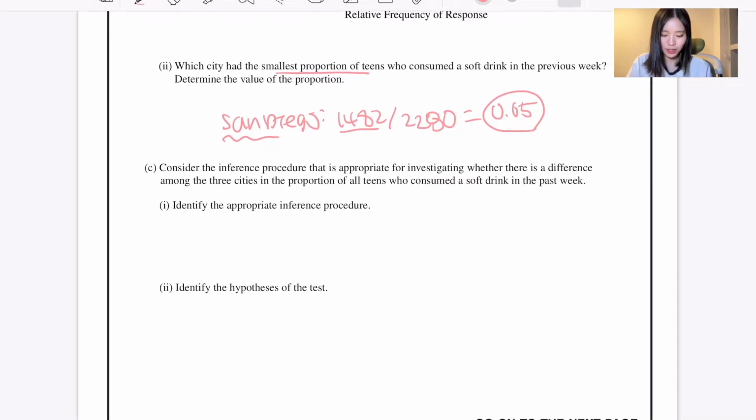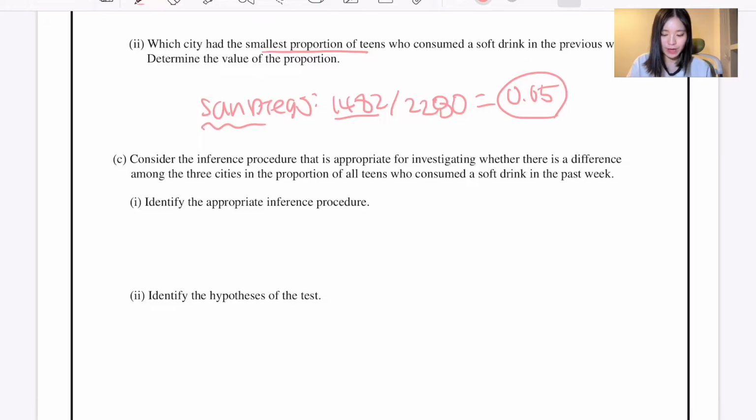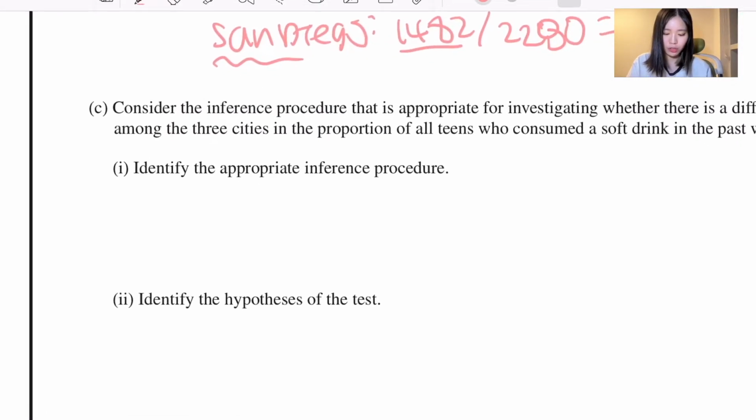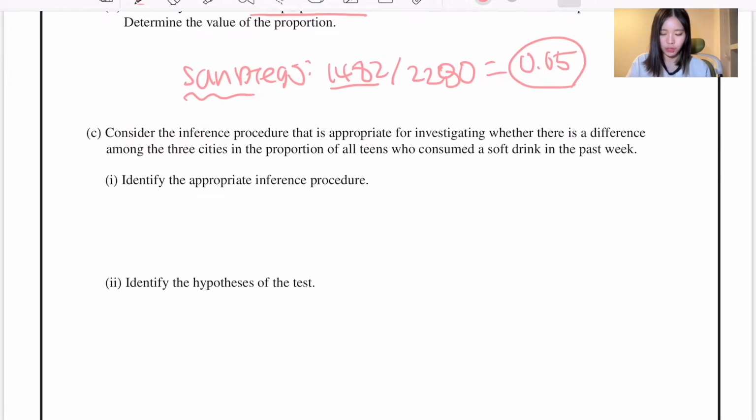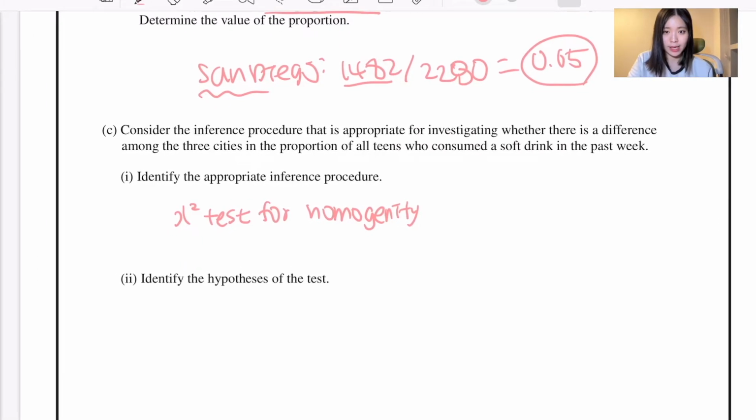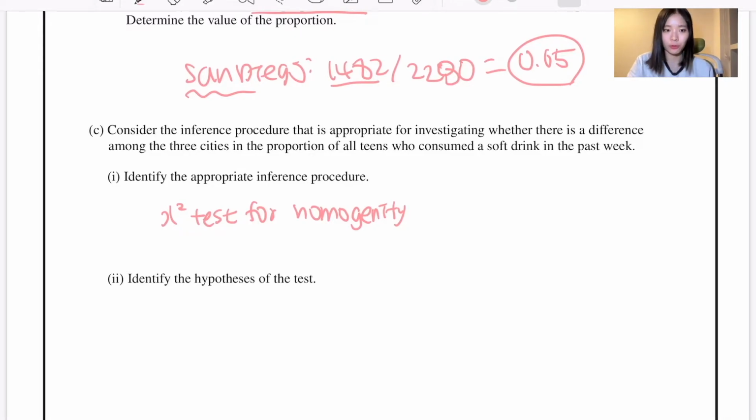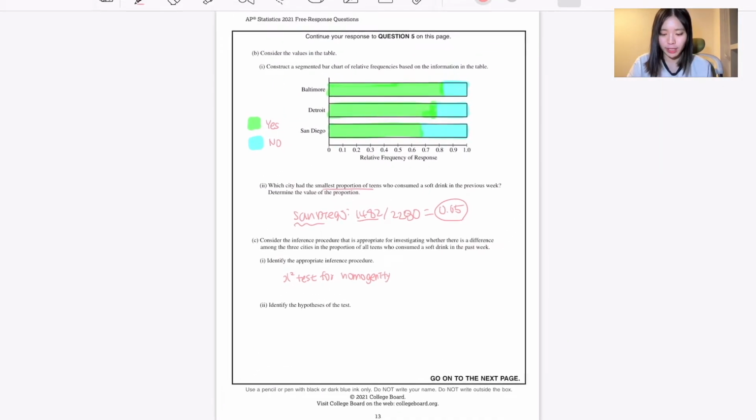Last question. Consider the inference procedure that is appropriate for investigating whether there is a difference among the 3 cities in the proportions of all teens who consumed a soft drink in the past week. 1. Identify the appropriate inference procedure. Well, for this, I think the most appropriate test would be chi-square test for homogeneity. Now, I want to remind that this chi-square test of homogeneity is applied to a single categorical variable from 2 or more populations, just like this.